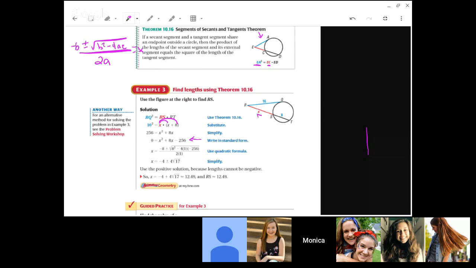So now, when we're in this form, x squared plus 8x minus 256, the number in front of your x squared, or the coefficient of that, is your a. So our a on that problem is 1. The number in front of the x is your b. So our b on this problem is 8. And then the number that's out here by itself is your c. So our c in this one is negative 256. Okay? Everybody remembering this? Is it coming back to you?